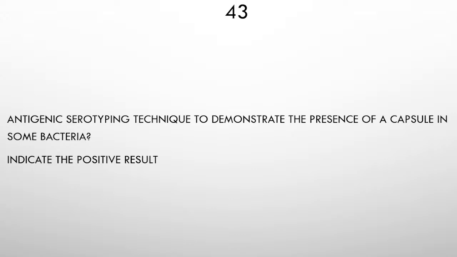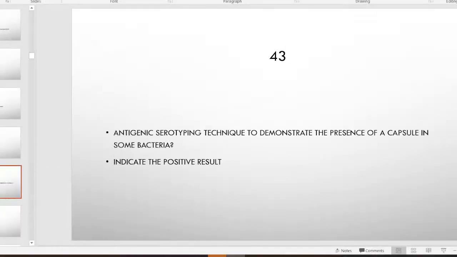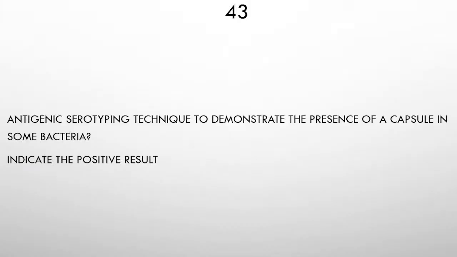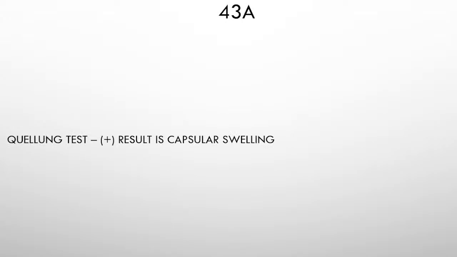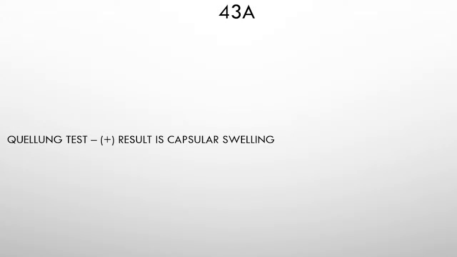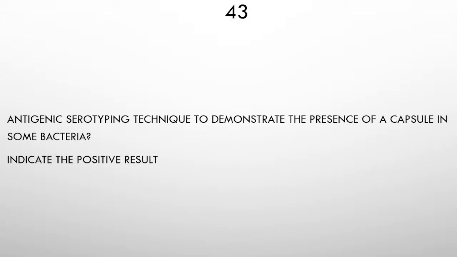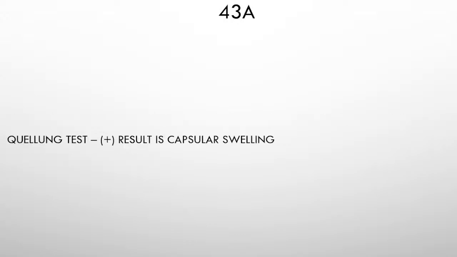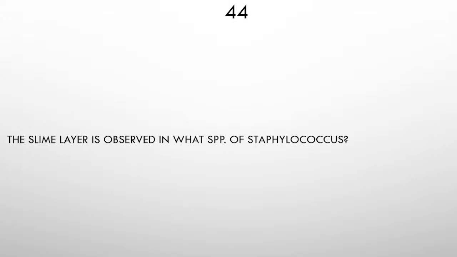The antigenic serotyping technique to demonstrate the presence of a capsule in some bacteria is known as the Neufeld Quellung test. I will try to write it on the chat. Neufeld Quellung test. When I was still a youngster, I think I wrote Quellung. The positive result is capsular swelling. There was actually a picture here, but maybe when I changed the design, it got covered or deleted. So that's the Neufeld Quellung stain. That's basically the general serotyping technique, known as the capsular swelling method, for those of you who want to be more specific or scientific.